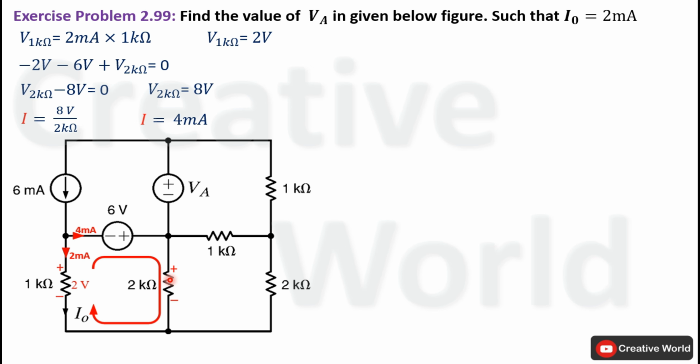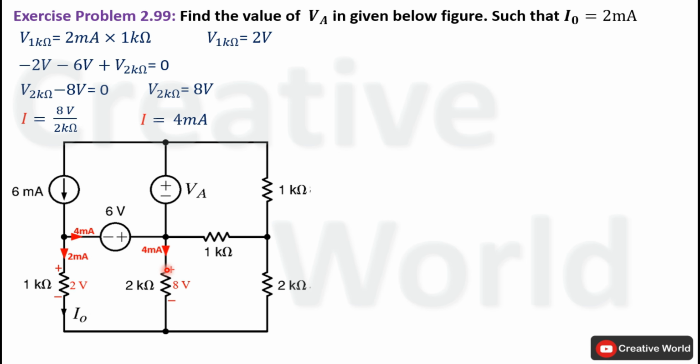Modify the network by indicating the current through this branch as well as the voltage across this branch. Now on this node, two currents are entering, one is 4 milliampere and the other one is 2 milliampere.